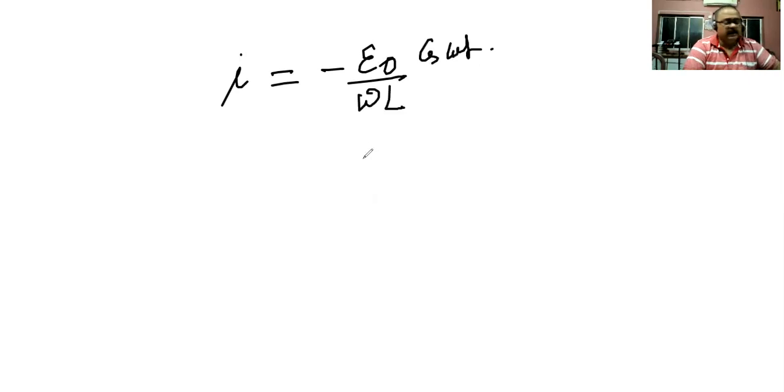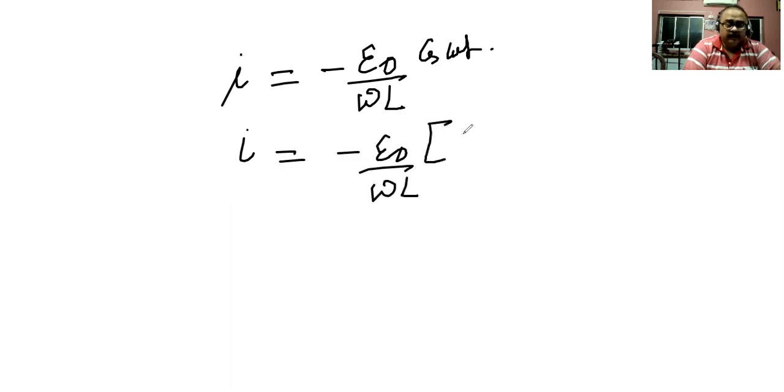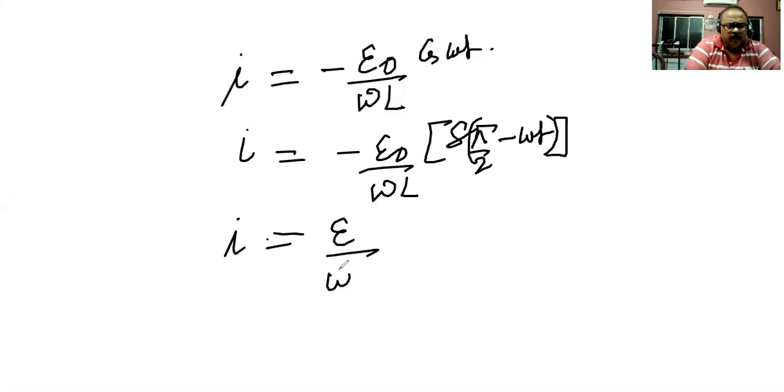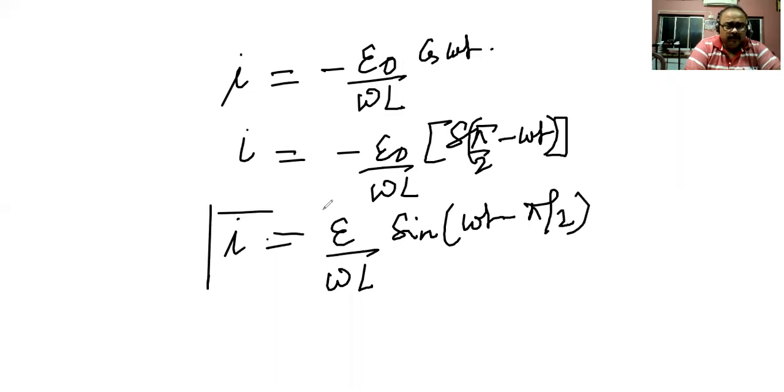And this can also be written as, therefore, what can I write? This will be minus E naught by omega L. Cos of omega t can be written as sine of pi by 2 minus omega t. So if I multiply the minus over here, I'll get E naught by omega L sine of omega t minus pi by 2. So this is your I, very, very important.